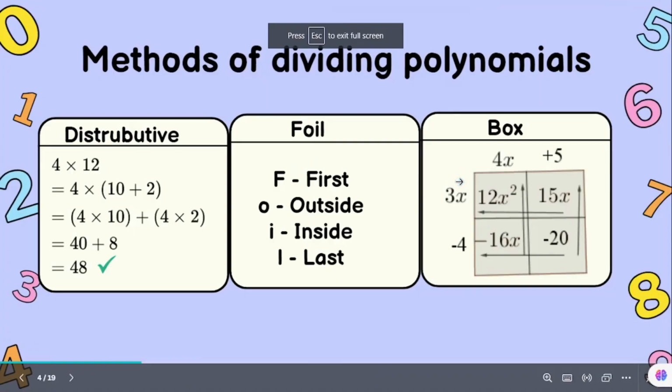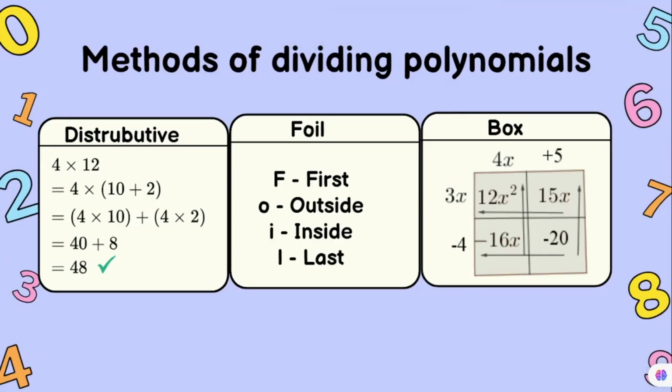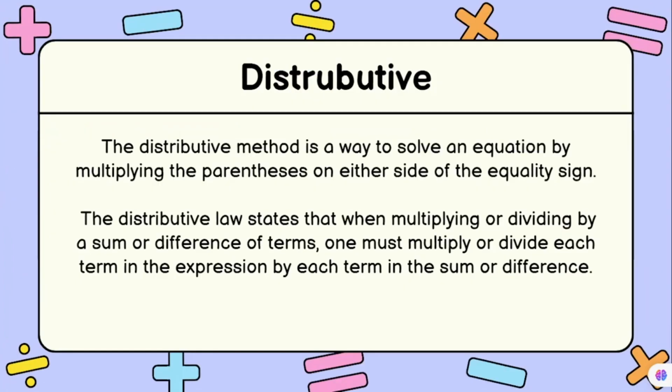So, methods of dividing polynomials. Number 1 is distributive, number 2 is FOIL, and number 3 is the box method. The distributive method is a way to solve an equation by multiplying the parentheses on either side of the equality sign. The distributive law states that when multiplying or dividing by a sum or difference of terms, one must multiply or divide each term in the expression by each term in the sum or difference.